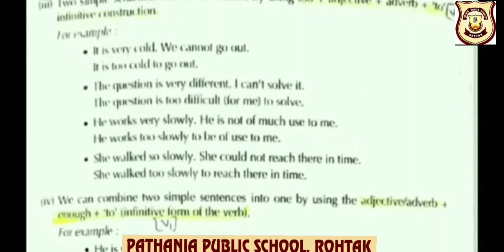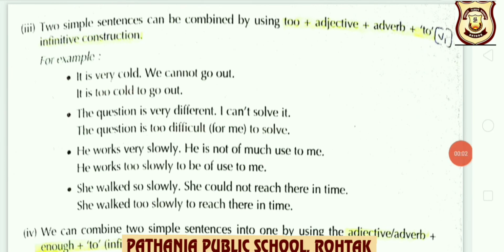So children, next structure is we can combine two simple sentences by using too plus adjective or adverb plus to infinitive construction. For example, it is very cold, we cannot go out. It is too cold to go out. Children, you can see too plus cold, that is adjective, plus to go, infinitive.